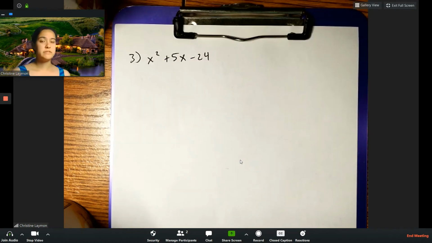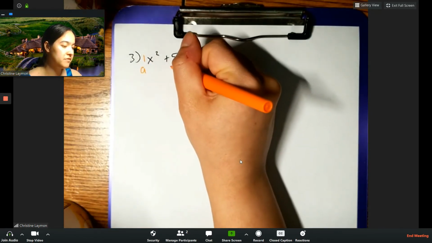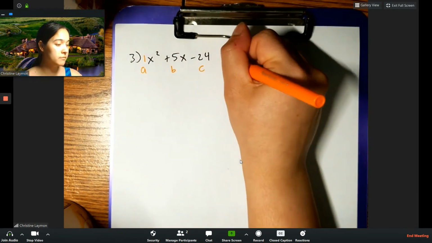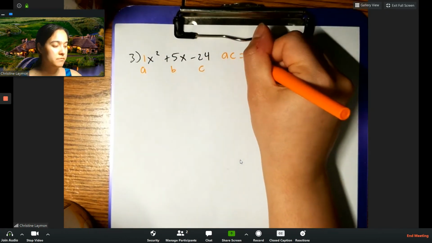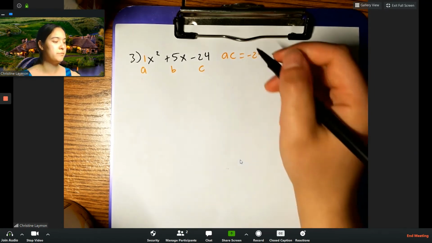Question here. This time I have x squared plus 5x minus 24. Let's go ahead and start. I've got 1, which is my a value, 5 is my b, negative 24 is my c. AC is 1 times negative 24, so just negative 24. And I'm looking for two values that multiply to get me negative 24 and sum to get me 5. Go and work my way up.